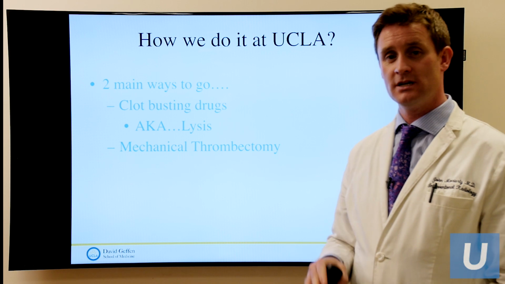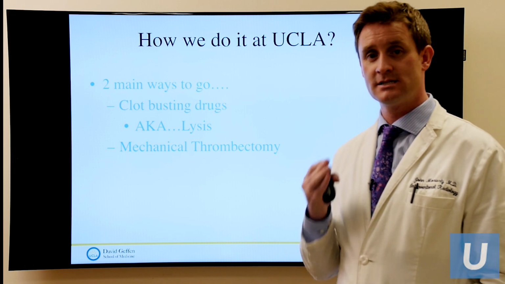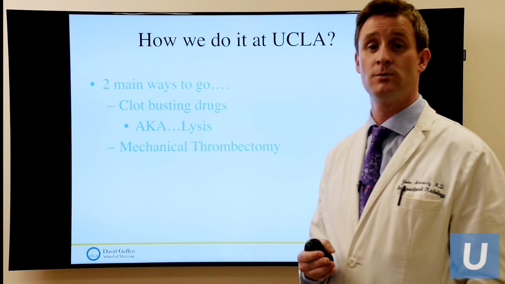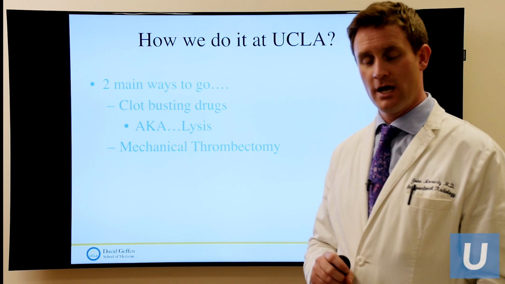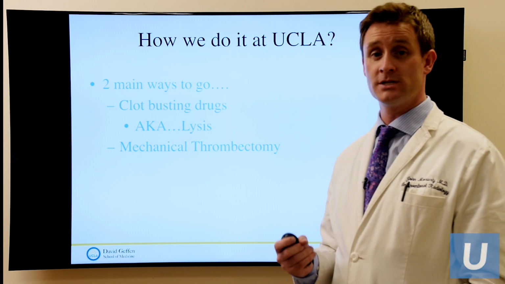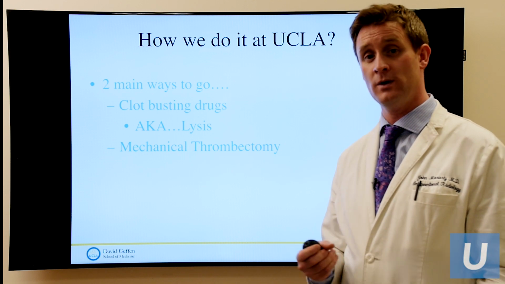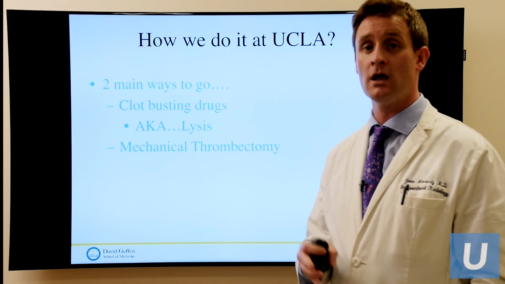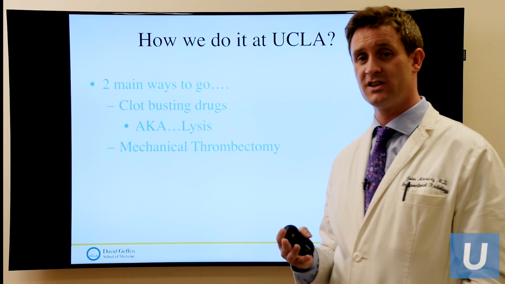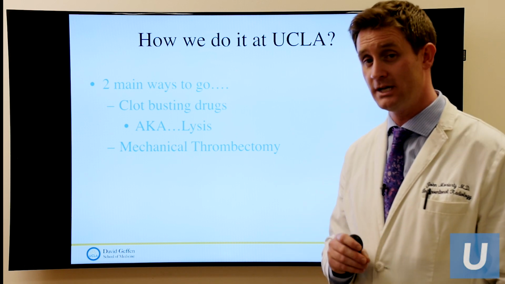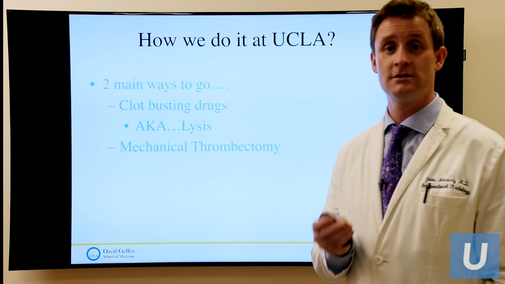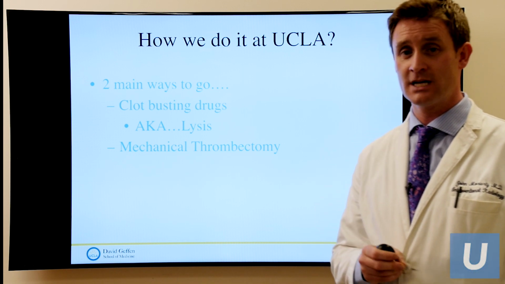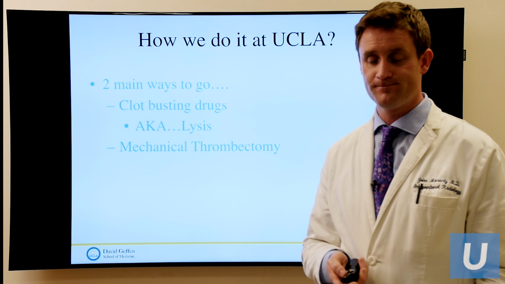Once we've imaged it, seen the clot, seen the problem, we need to decide what the best way of getting rid of it is. There are two main ways that we go about that. The first is that we would use clot-busting drugs. The second is that we directly remove the clot or break it up. That's called mechanical thrombectomy. Sometimes we do a combination of the two, but oftentimes we choose one or the other, tailored and personalized to your particular needs and risk factors.